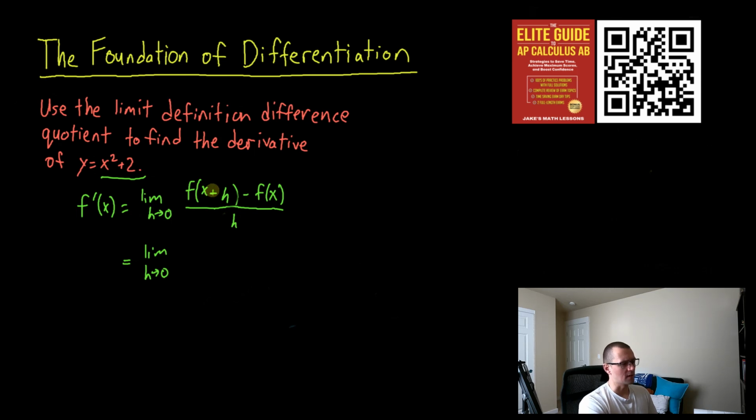So f of x plus h is just whatever you'd get from taking x plus h in parentheses. That's a common mistake I see people make. Make sure you put that x plus h in parentheses, and then go to your function f of x, replace the x with x plus h. So that would be (x plus h) squared plus 2.